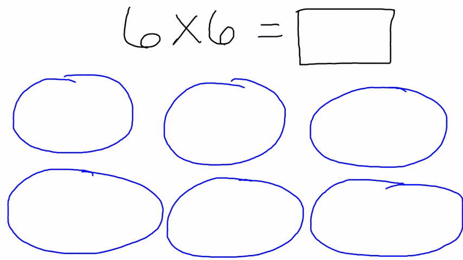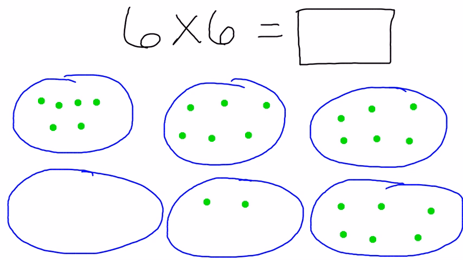Now, we need to have 6 different students in each group. So we're going to have 1, 2, 3, 4, 5, 6 in each of the 6 groups.